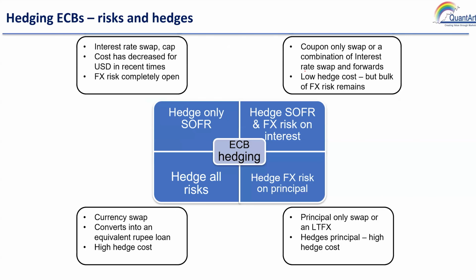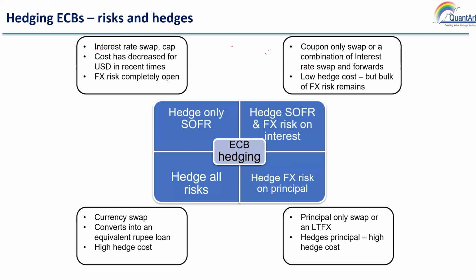If you want to hedge only interest, what do you mean by only SOFR risk? Well, SOFR is a floating rate. Tomorrow the rate could be different. So you want to hedge the variability of cash flows due to changing interest rates. Now, if you want to only hedge that, what are the various instruments available, right?